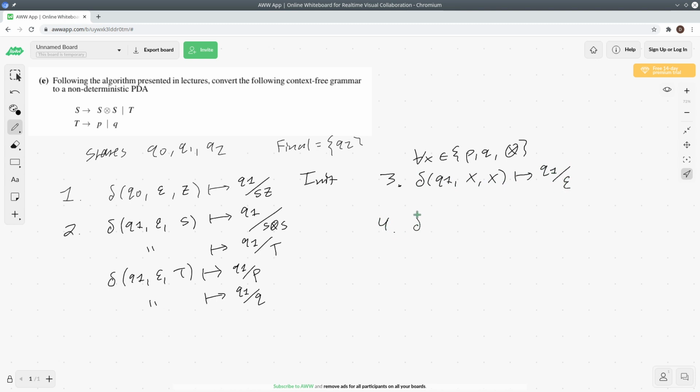And then step 4 is acceptance. So if in the work state, ignoring the input and I see the bottom stack symbol, then I go to the final state Q2 and push nothing back.